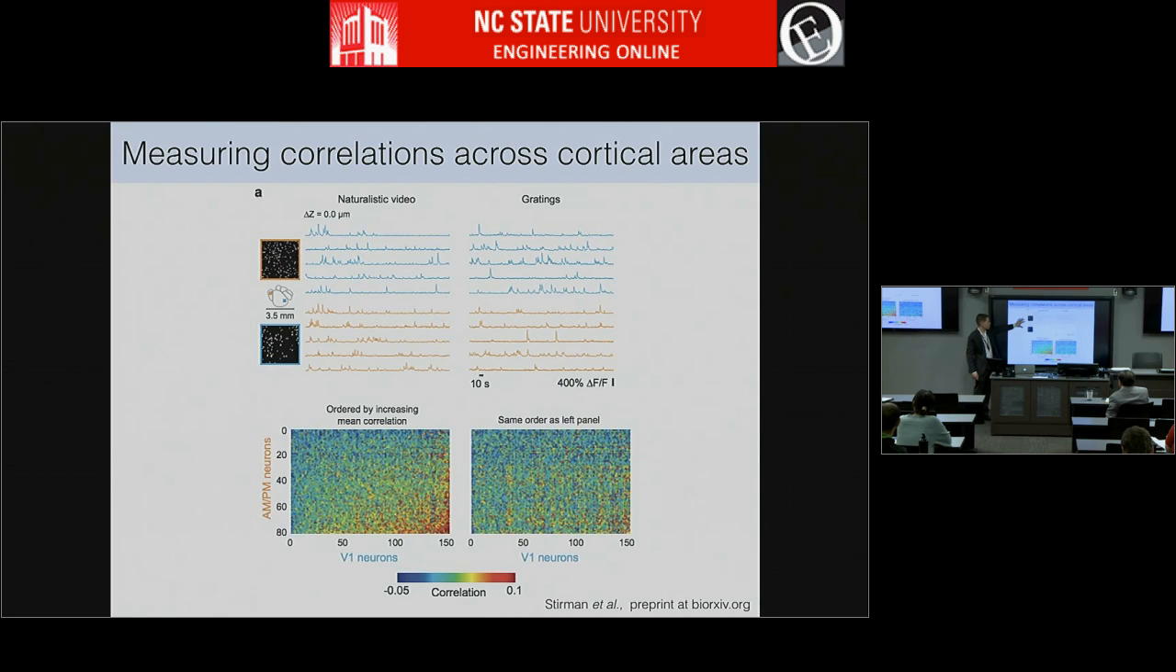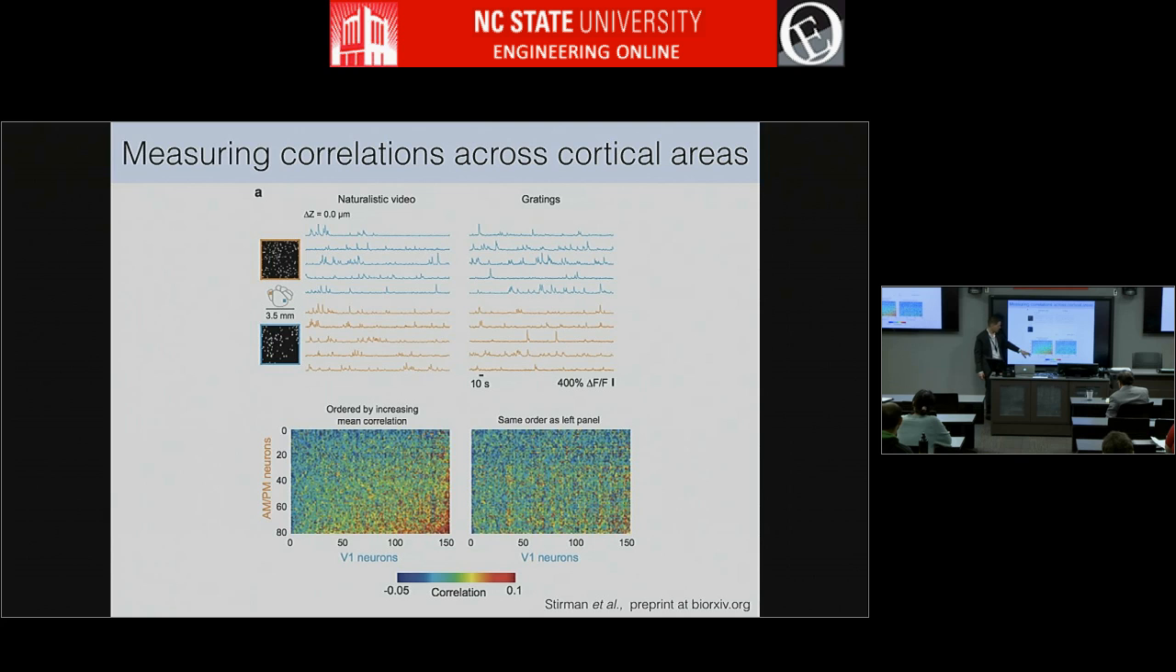Here's an example experiment where we're measuring in retinotopically matched areas in V1 and AM/PM, and we're showing a naturalistic video for this particular experiment, and these are just some example traces. And then for the same cell, same configuration, we showed a different visual stimulus, and these were black and white bars of different angles called gratings.